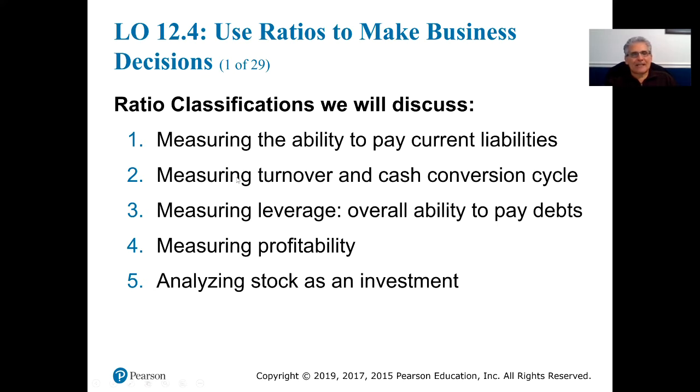The next set of ratios we'll look at is turnover and cash conversion cycle. The next set will be the leverage and the company's ability to pay its debts. The next classification is profitability. And then the last classification we look at is analyzing stock as an investment.